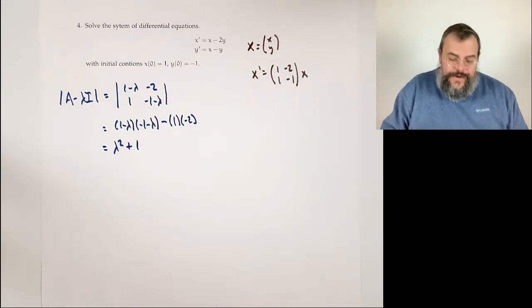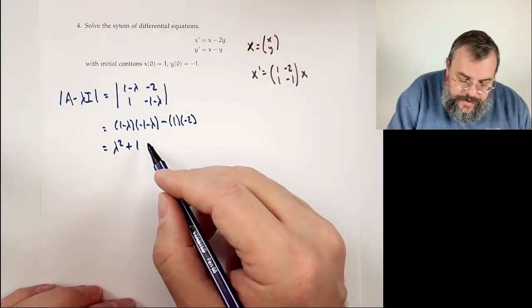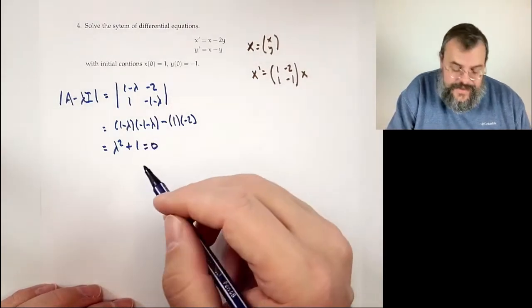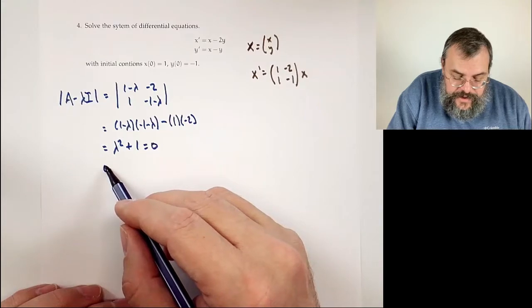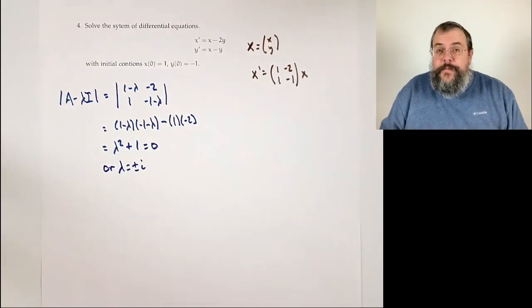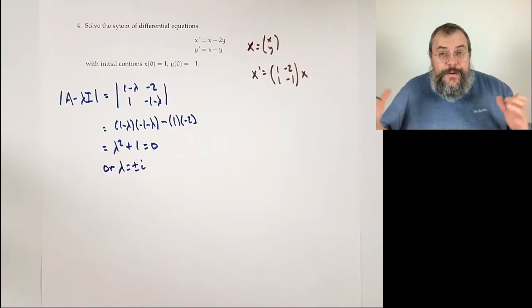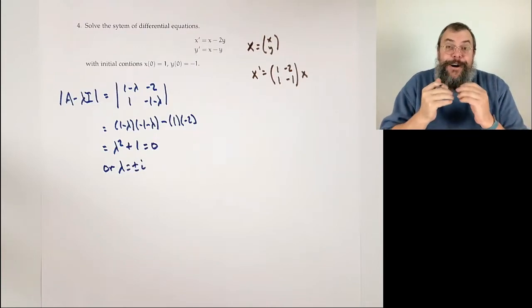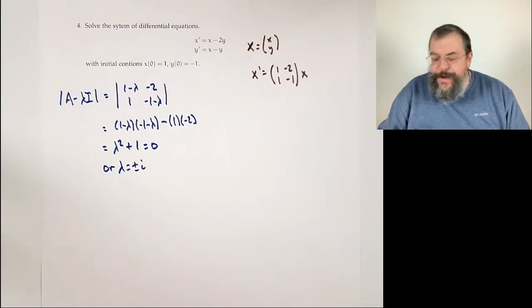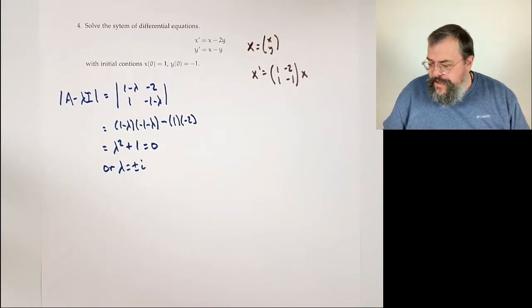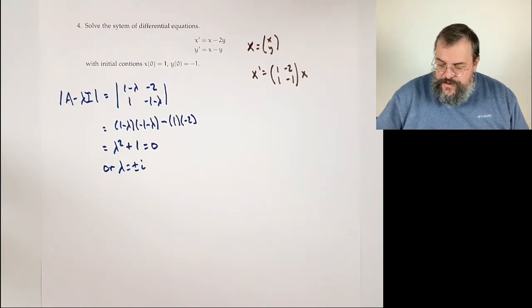All right, remember, we set that equal to 0. That says lambda is plus or minus the square root of negative 1, so lambda equals plus or minus i. Wonderful. That means we have something which is a little bit complex. Well, that's all right. We know how to handle complex eigenvalues. Do we remember how to do that? I hope so.